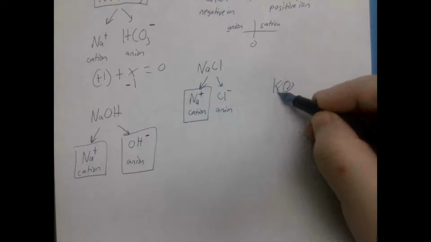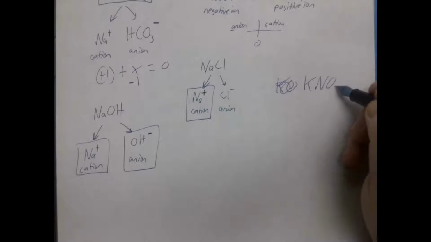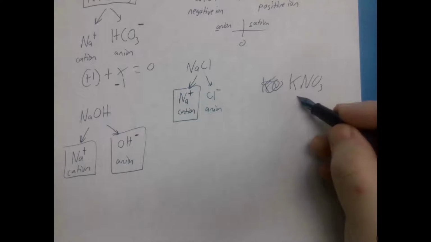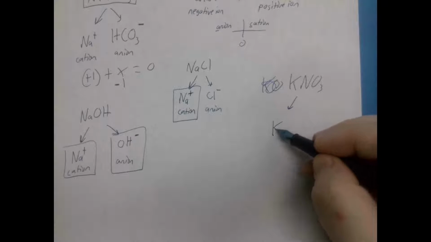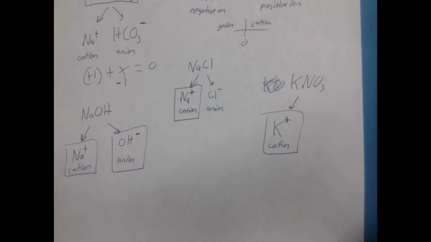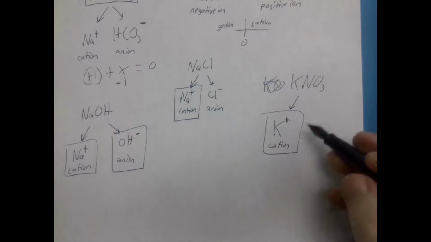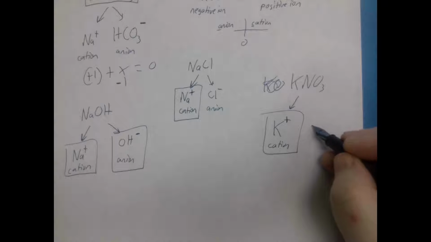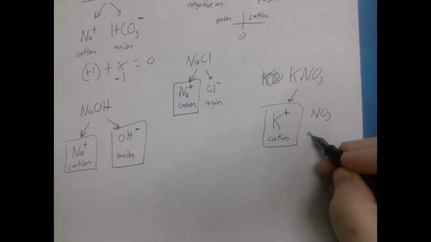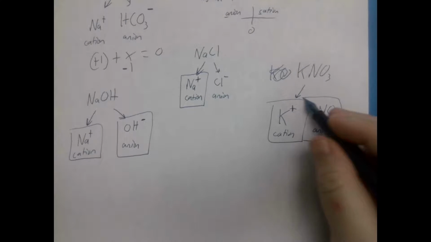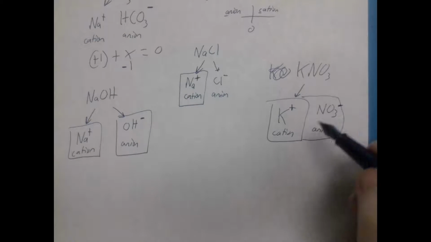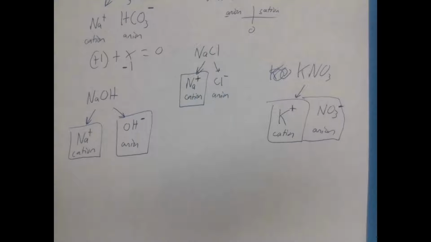Potassium nitrate. You should know that everything in group 1 forms +1 ions. So potassium is going to become positive, it's your cation. And what's left has to be the other ion. So what's left is NO3. So that has to be your anion. And again, this is neutral, so balance the equation, plus and minus. So this anion has a negative charge.